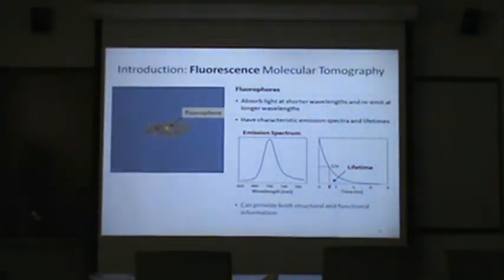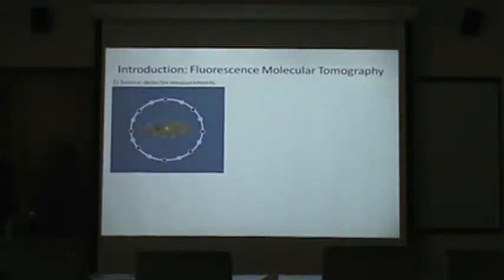So just suffice it to say that this is a very useful thing to do, and the goal of FMT is to be able to generate a 3-dimensional image in a whole animal non-invasively. So how do we do that?